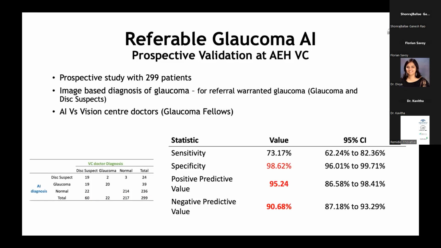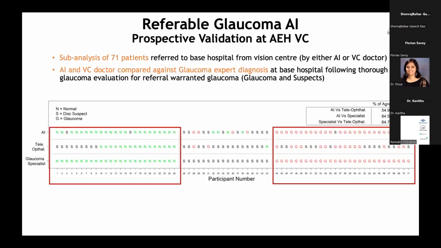This was quite encouraging. So a sub-analysis of 71 patients who were referred either by the vision center doctor or the AI was done at the base hospital. And at the base hospital, they underwent the whole battery of examinations like Goldmann applanation tonometry, CCT, then 90D fundus examination, HFA, OCT. So the specialist sitting in the base hospital made a diagnosis based on all this battery of investigations. But the AI and vision center doctors were given only fundus images.